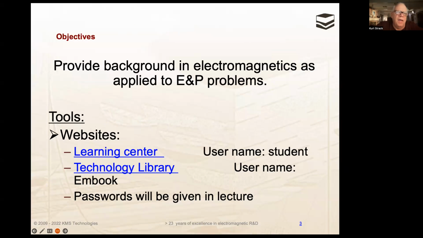Now, I have some tools for you. We have a learning center where the lecture will be found, and also a technology library. The username for the learning center is student, that's written down here. And for the technology library, it is EM-book. It doesn't matter whether it's lowercase or uppercase. The passwords are all lowercase, and I will give you the passwords now, so you have to write them down. So the Learning Center password, and I'm going to the Learning Center, is student, and then I'm typing oil is good.